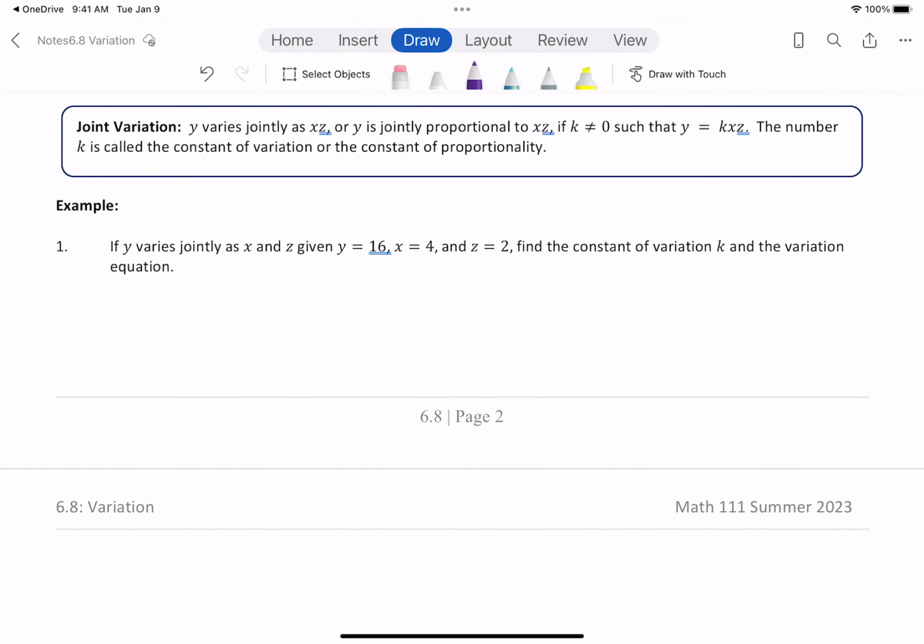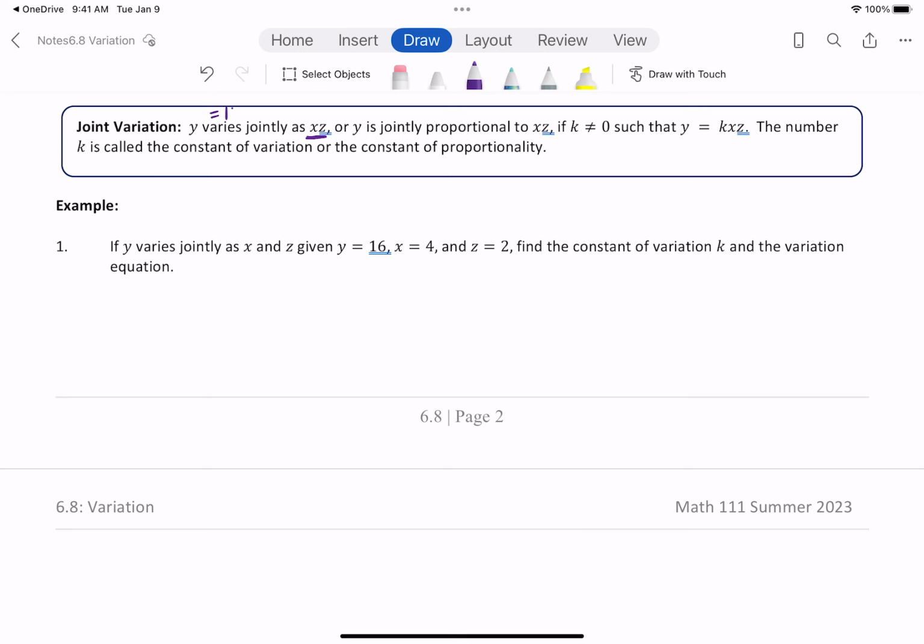We have one more type, and this one we won't end up using a whole lot, but I want you to see it because it is another type of variation that comes up. This one is joint variation, and it works like direct variation, except what you might think of for the word joint, there's going to be more than one variable that's varying directly. So this one says y varies jointly as x and z. So that's the difference, it varies with two different variables.